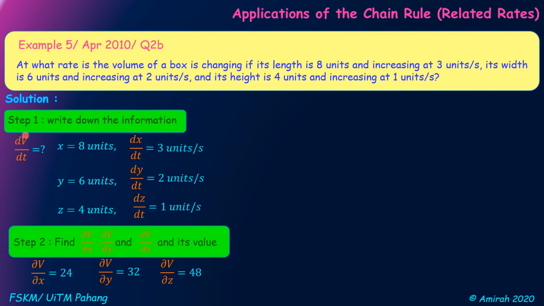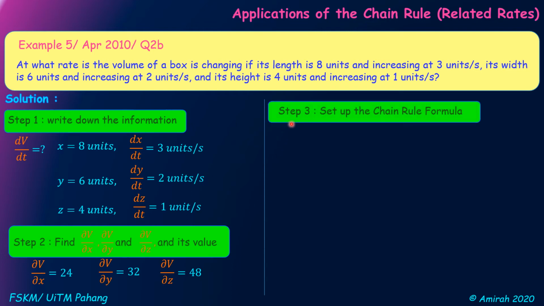Alright, from the previous slide, we did step 1, write down all the information, and step 2, find the values of del v over del x, del v over del y, and del v over del z. Then we can continue with step 3, set up the chain rule formula. From here we want to find dv over dt.